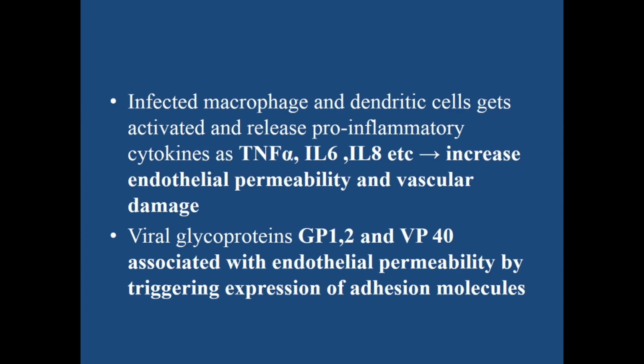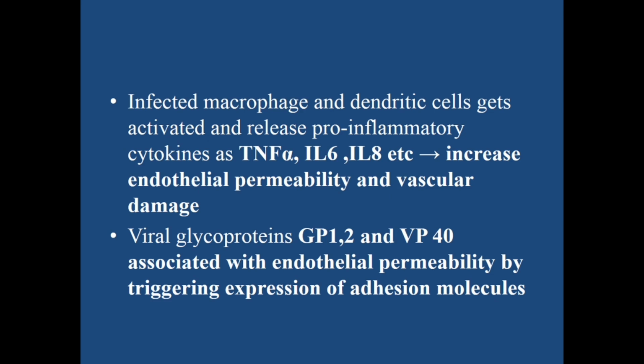The primary mechanism in most of these viral hemorrhagic fever viruses is that they release a lot of cytokines. The infected macrophages and dendritic cells get activated and release pro-inflammatory cytokines such as tumor necrosis factor alpha, interleukin 6, interleukin 8, etc. These cytokines increase endothelial permeability and cause vascular damage. As a result, there is an increase in vascular permeability and vascular damage, and hemorrhage usually occurs.